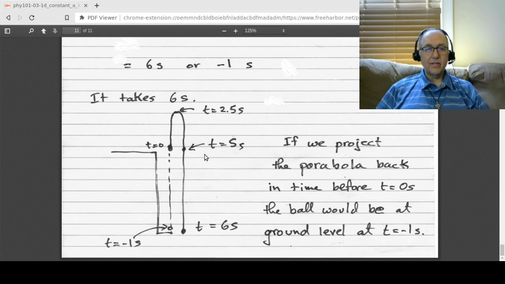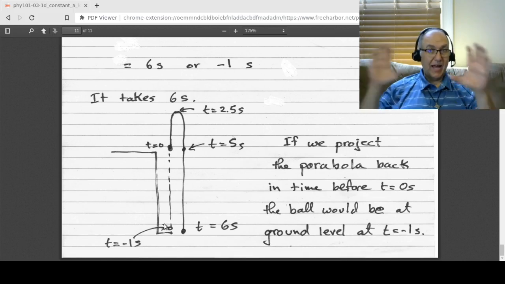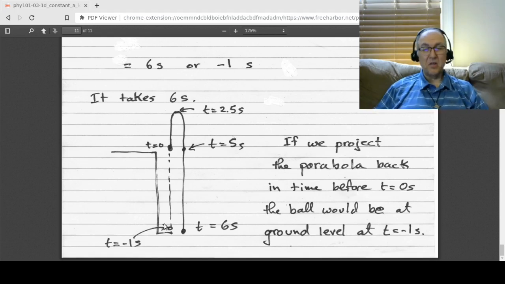We'll take a look at the time between 0 and when it was, if you run the time backwards, at ground level, it's -1 second. So between the 30-meter mark and the ground level is 1 second on both sides, whether you're talking on the negative side or the positive side. Okay, so 1 second in this portion of the projectile motion if you went backwards in time, and 1 second in this portion of the motion if you look at the positive time. Okay, so there you go.